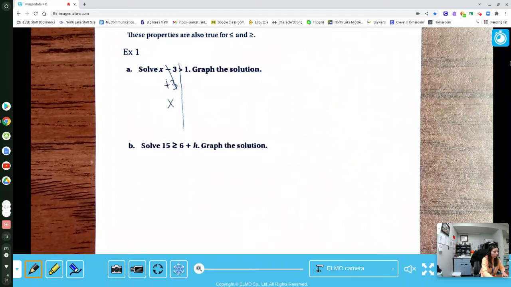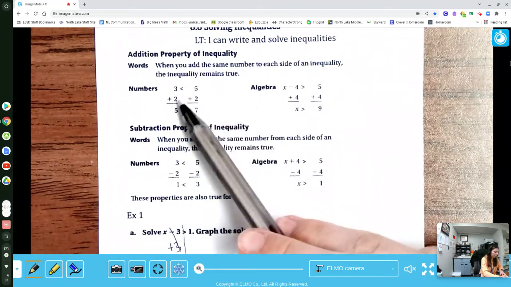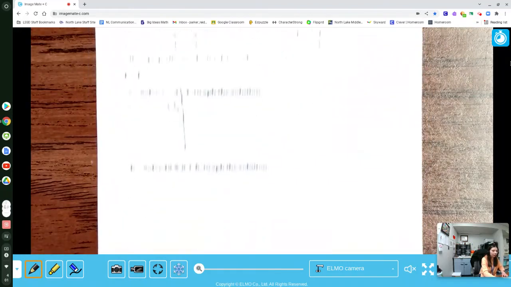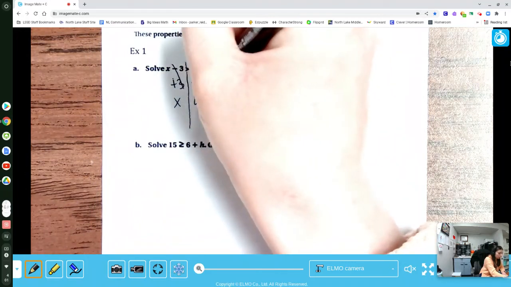But remember, when we solved equations, we said whatever you do to one side, you must do to the other. And we just learned that that's the same for inequalities. If I add to one side, I need to add to the other. So I'm going to add 3 to the 1. 1 plus 3, and I get 4.